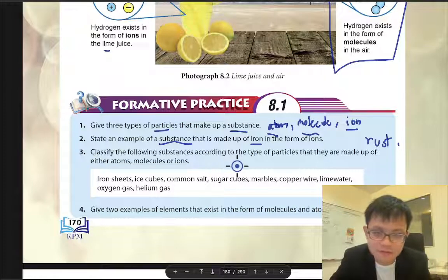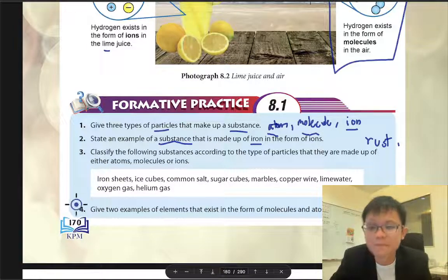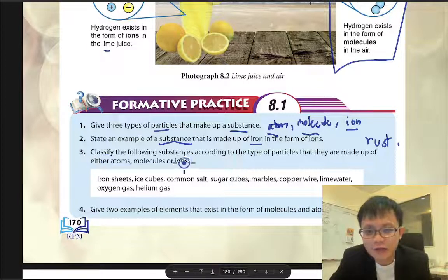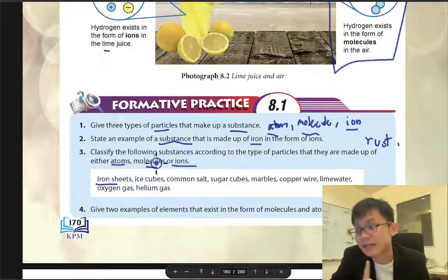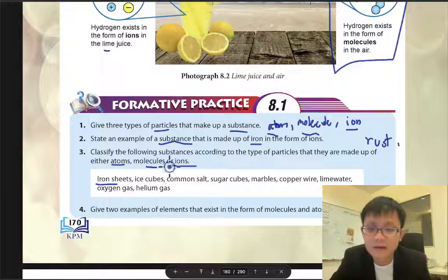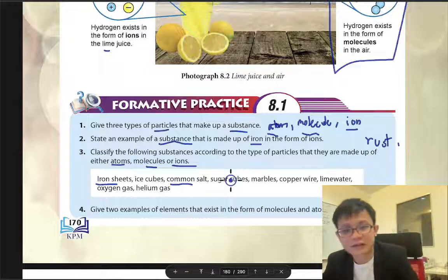This is not a good question. Anyway, number 3, classify the following substance according to the type of particle made up of: either atom, molecule, or ion. So iron sheet is made out of atom, because it's just one single element, iron. Common salt, we already learned. Common salt is sodium chloride, so it is ion. Okay, I just put the ion.